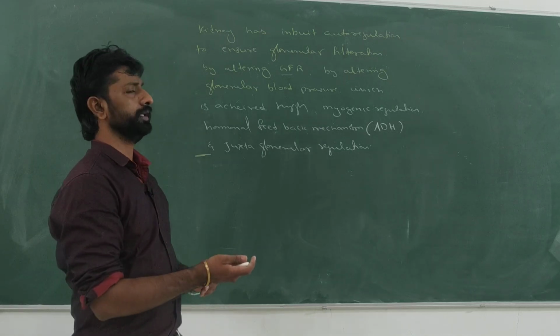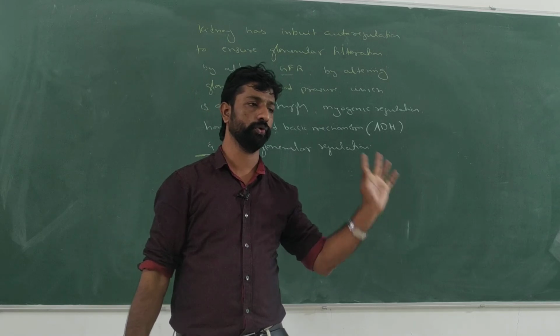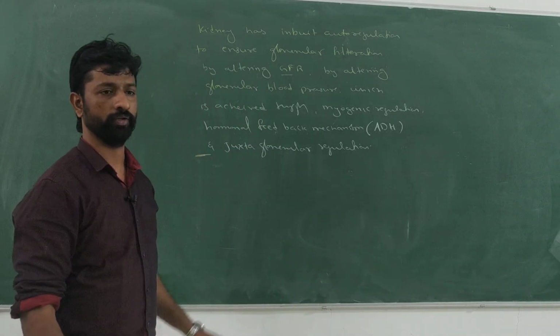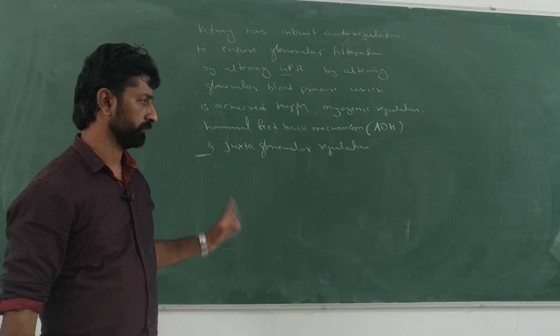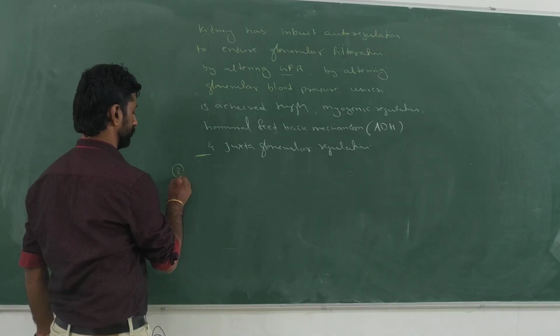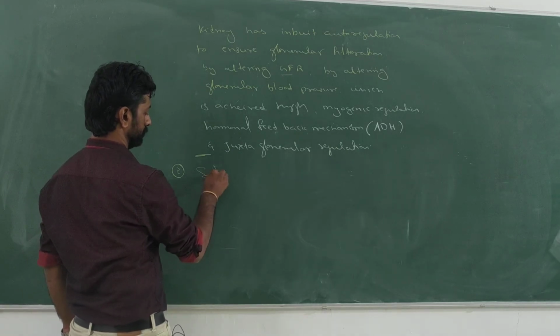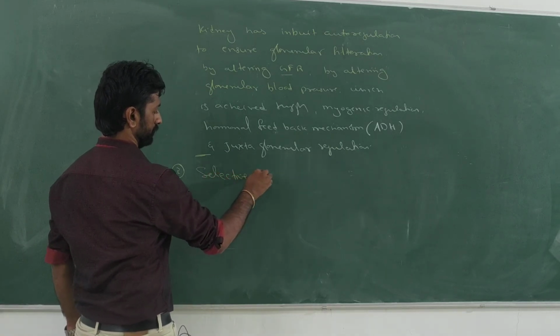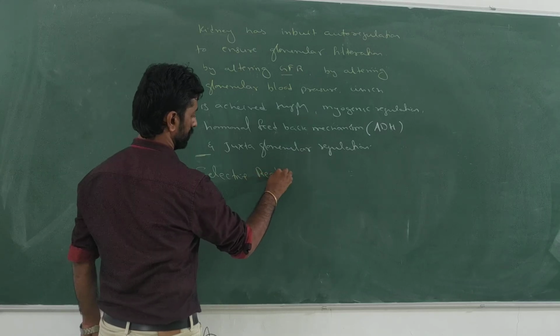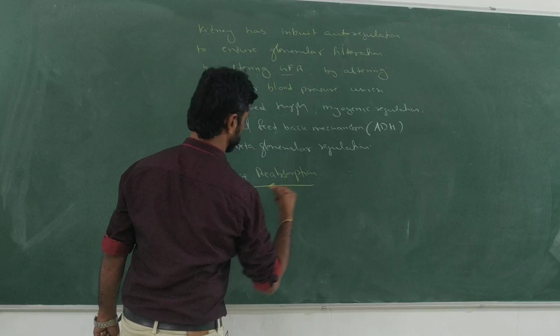So this is regarding glomerular filtration, the first step in the formation of urine. Any doubt in the first step in the formation of urine? What is the next one? The second step in the formation of urine is selective reabsorption. So how much filtrate is formed?